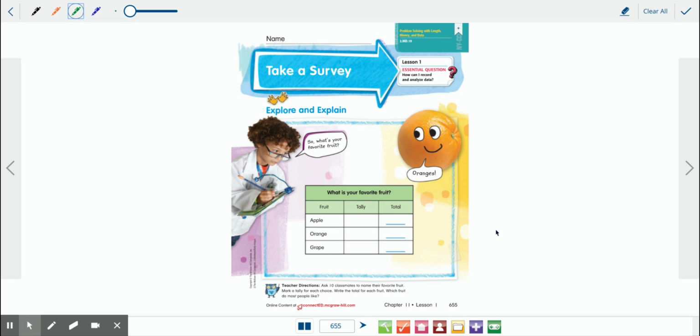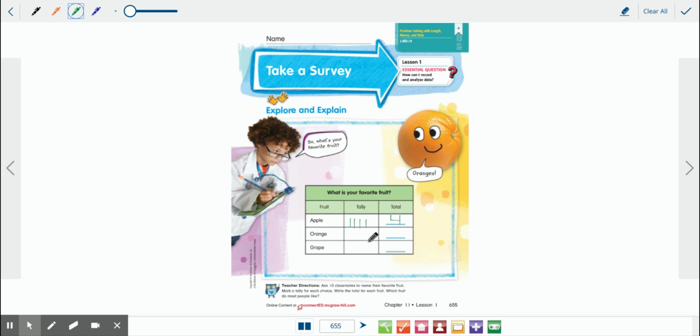So the title of our chart is, what is your favorite fruit? And they have to choose between apple, orange, and grape. And we're going to use tally marks to collect our data. So let's say there were 4 students. 1, 2, 3, 4 students who chose apples as their favorite fruit. So we're going to write our total on our line.